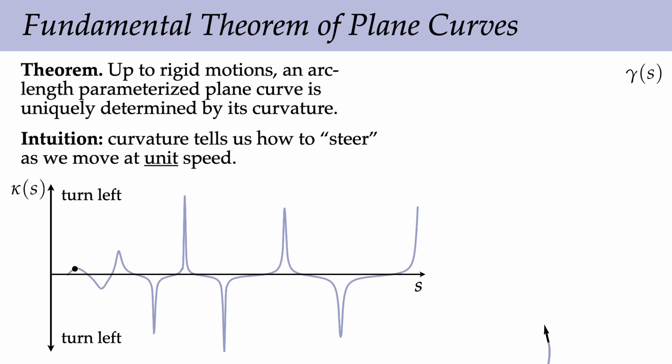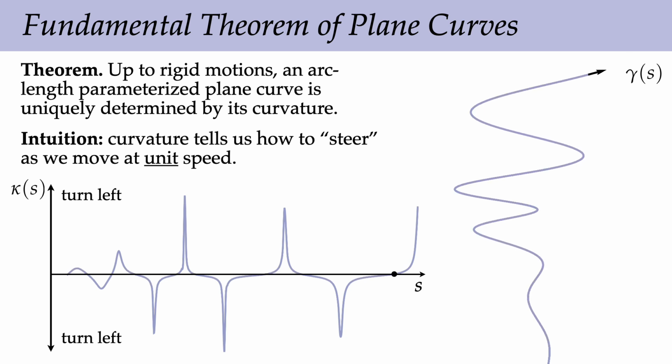Places where I have curvatures close to zero are places I'm going pretty much straight. The only information I'm missing here is, where do I start walking? And also, what's my initial direction? Where am I heading when I start walking? So that's why the curvature doesn't completely determine the curve, but only up to translations and rotations.